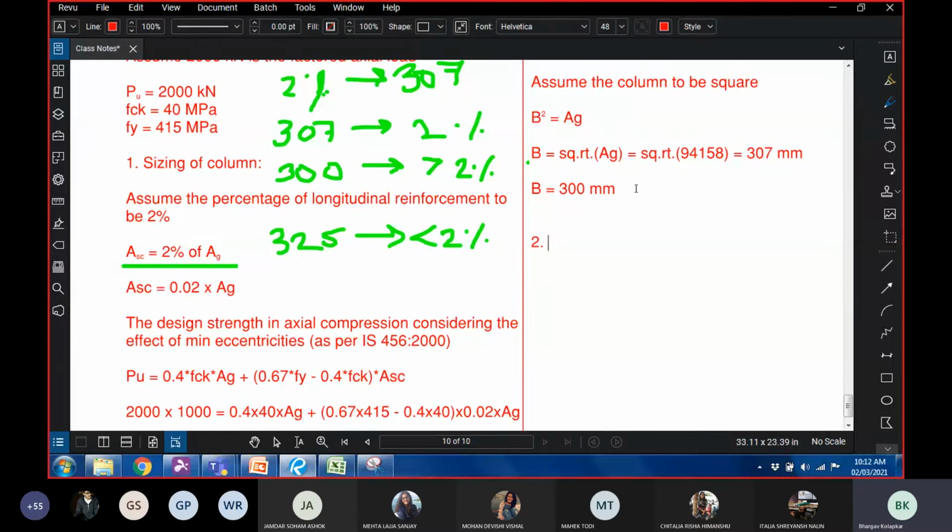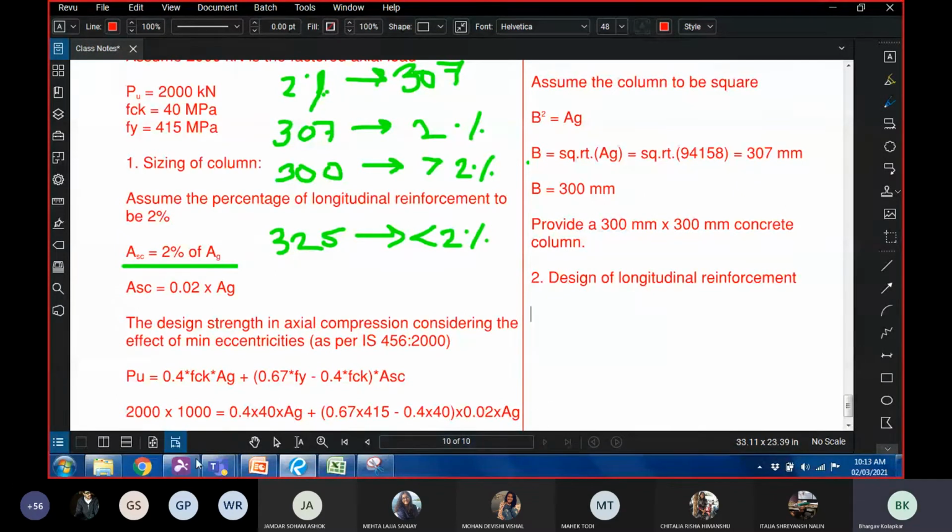The next step is, before that, we just need to write a statement: provide a 300 mm by 300 mm concrete column. Now the next step is the design of longitudinal reinforcement.